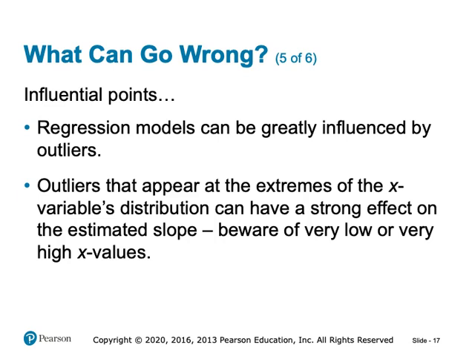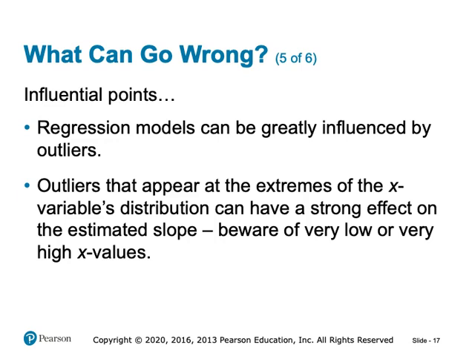2. Effect of outliers at the extremes. Outliers that occur at the extremes of the x variable's distribution are particularly problematic. These points can have a strong effect on the estimated slope of the regression line. For example, an outlier with a very low or very high x value can pull the slope of the line up or down, creating a misleading representation of the overall trend in the data. It's crucial to be cautious of these extreme values and to consider whether they represent real variation in the data or are simply anomalies that could distort the analysis.